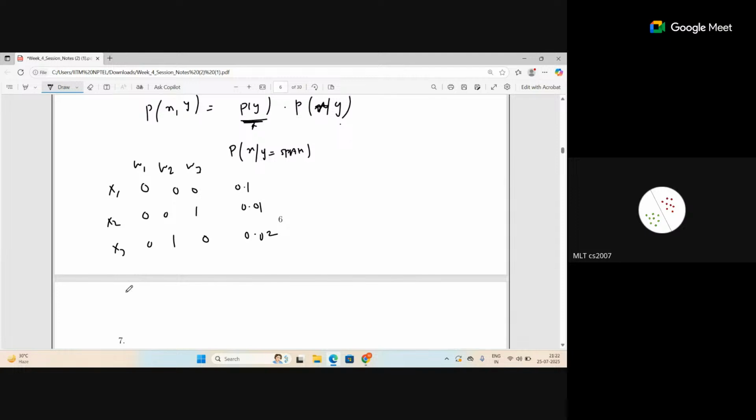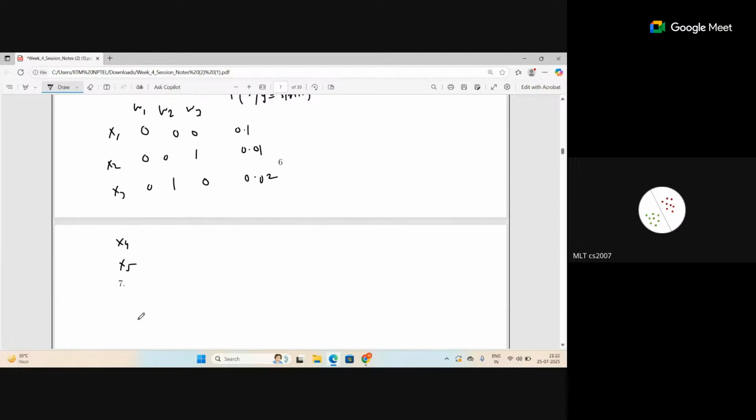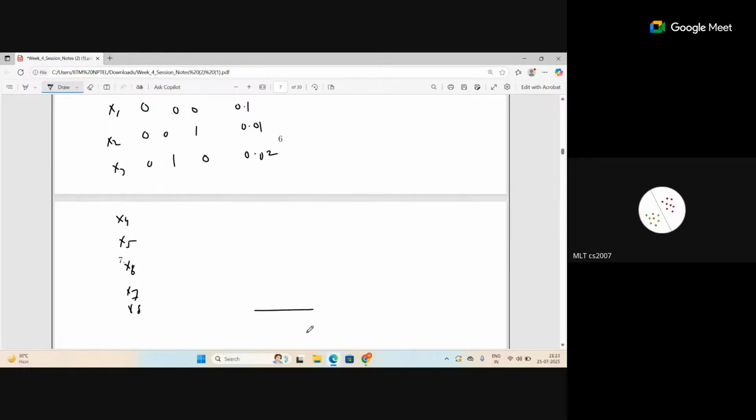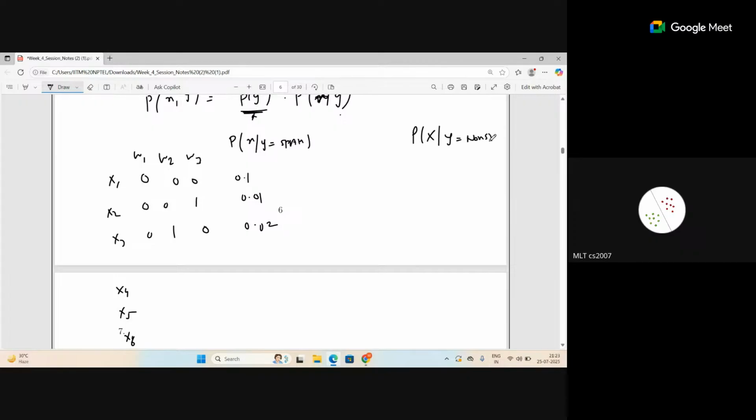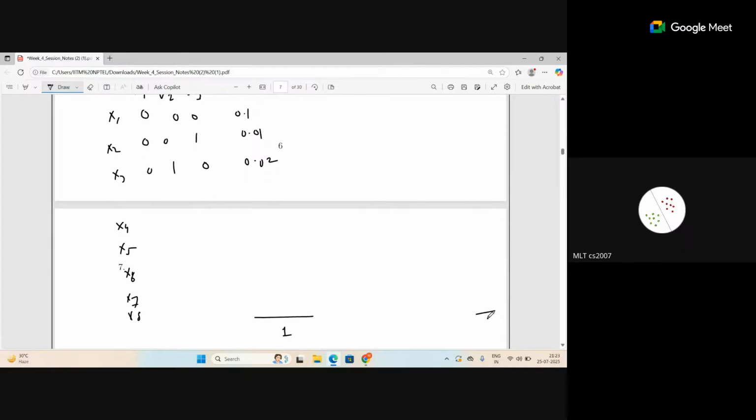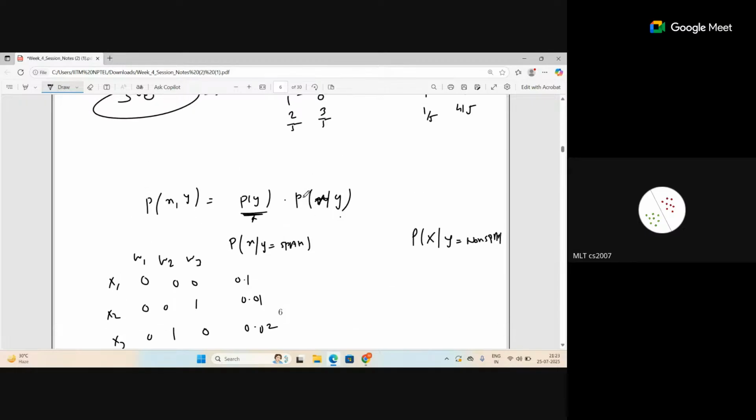And x4, x5, how many sentences can it form here? Total 8 sentences. If I calculate the sum of all of them, what will that be? It should be equal to 1. Total one. And similarly, probability of X given Y equal to non-spam, the same kind of combinations will be there, and their probabilities also will be equal to how much? One.